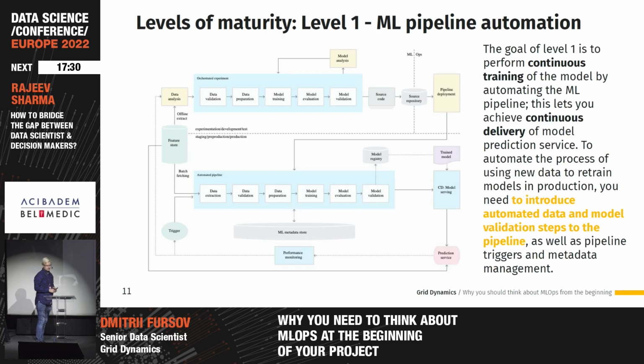Let's move to level 1. At this level, the steps of the ML experiments are orchestrated, and the transition between steps is automated, which leads to rapid iteration of experiments and better readiness to move the whole pipeline to production. The model is automatically trained in production using fresh data based on live pipeline triggers.